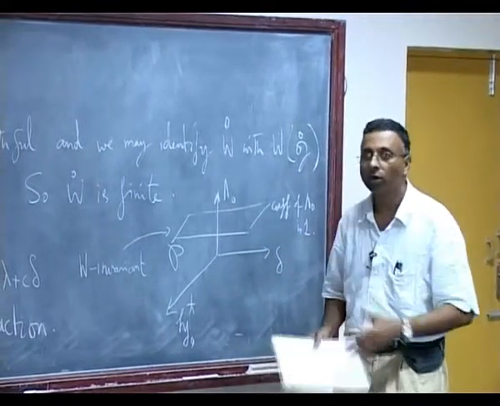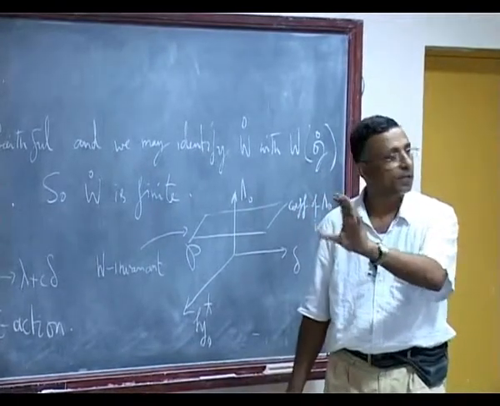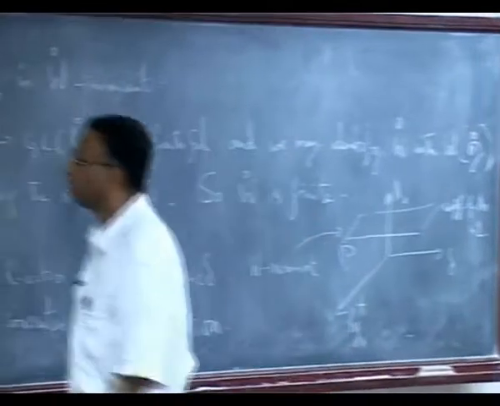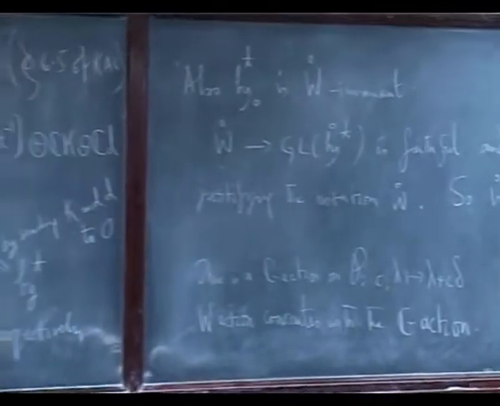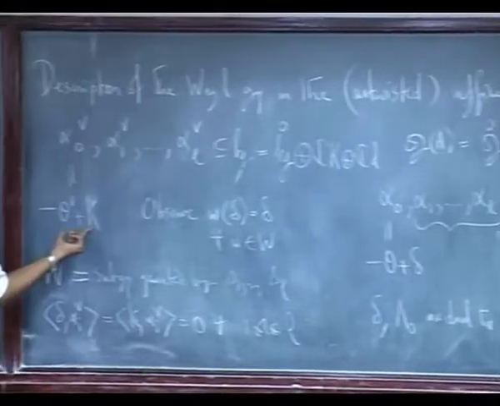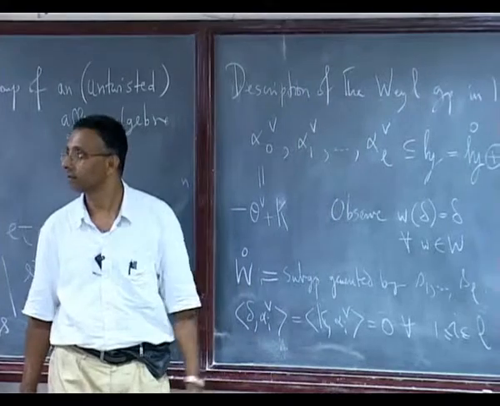So what should I show? Adding the delta will not change the inner product with any of the alpha i checks. That's what I have to show. But what are the alpha i checks? They are these, and there is a K only. There is no delta in it. So it's obvious that this is the case.